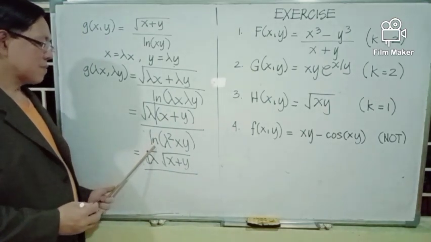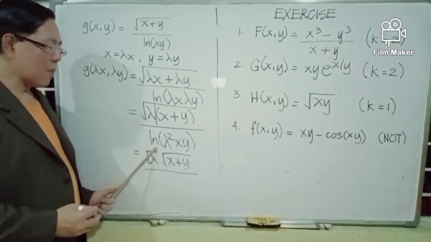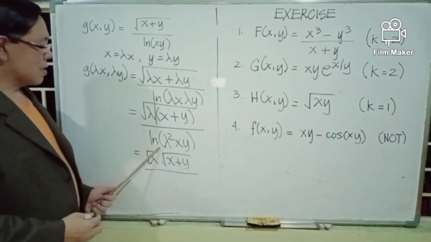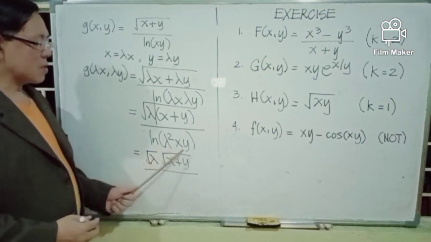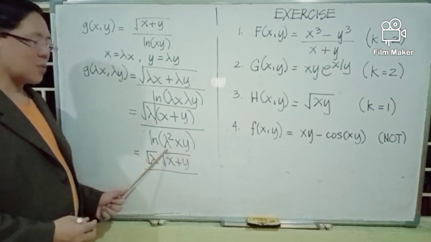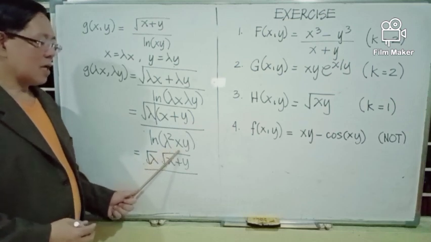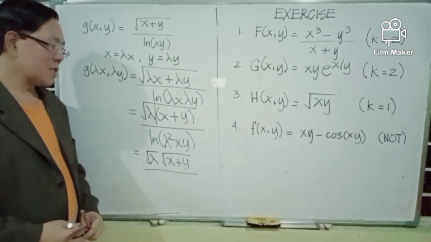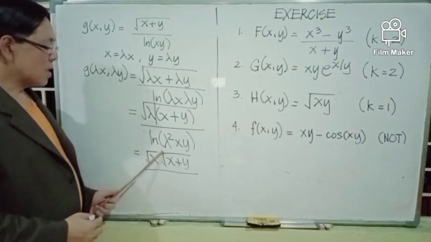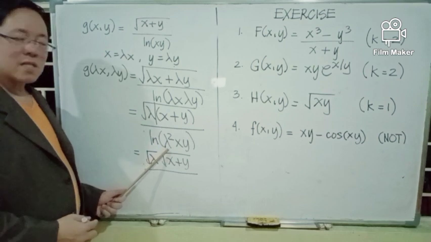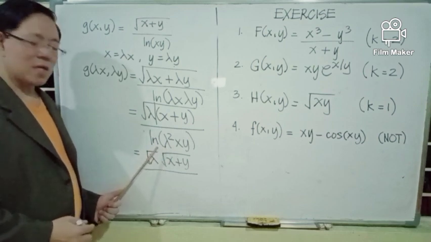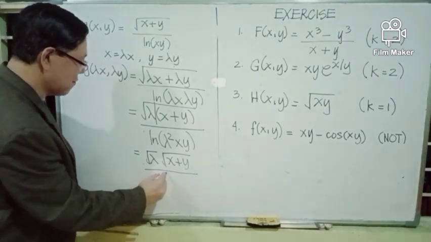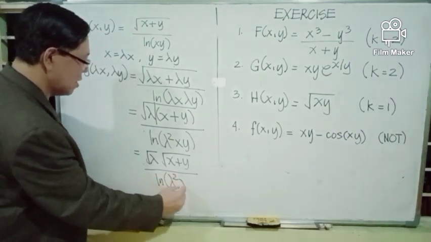In the denominator, you can use property of natural logarithm to write this ln of lambda squared xy as ln of lambda squared plus ln of xy. But there is no need for that because we can already see that we cannot take lambda squared out of the natural logarithm. So we simply write this as is, ln of lambda squared xy.